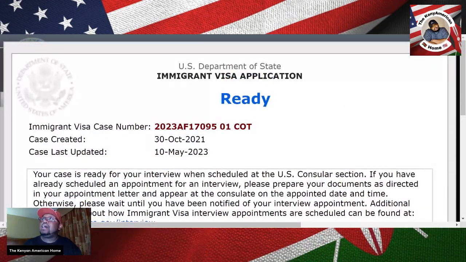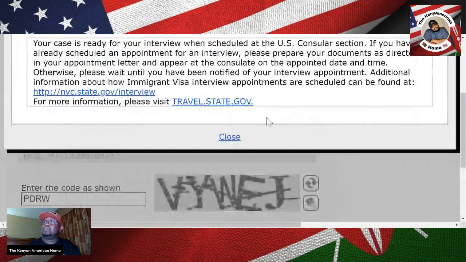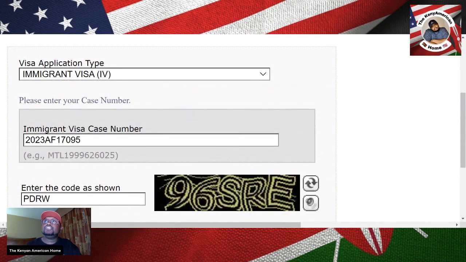So this case number 17,095 is ready for the interview. I don't know how they say it in Benin, but the country is Benin, and the embassy is, is it Cotonou? Maybe someone from Benin can correct me. Cotonou, I don't know, but it's in Benin. I know the consular is in Benin. Cot is the abbreviation. Let's look at another one.